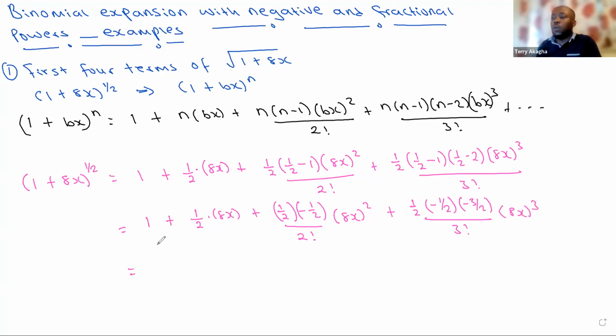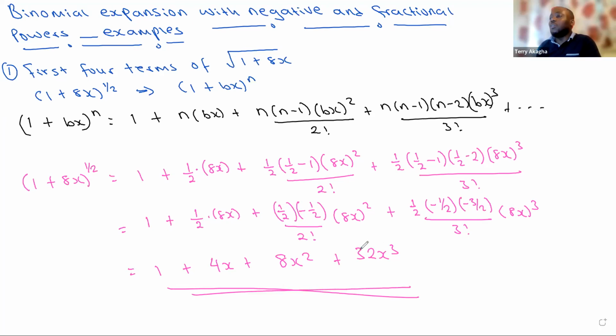So when you press your calculator, this is going to give you 4x. When you simplify all this, 1 over 2 times minus 1 over 2 is going to give you minus 1 over 4, times 64 divided by 2 factorial is going to give you minus 8x squared. Plus, when you simplify all this as well, you press it in your calculator, divide by 3 factorial, multiply by 8 cubed times x cubed, and that will give you 32x cubed. And that's how you answer. The hardest part is this part. The other part is just basic arithmetic.